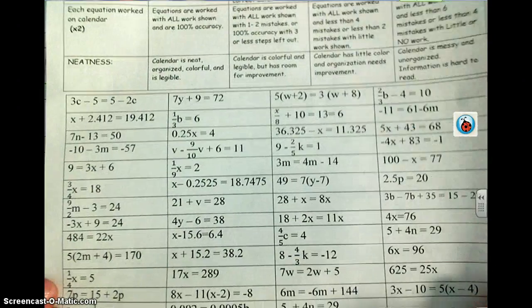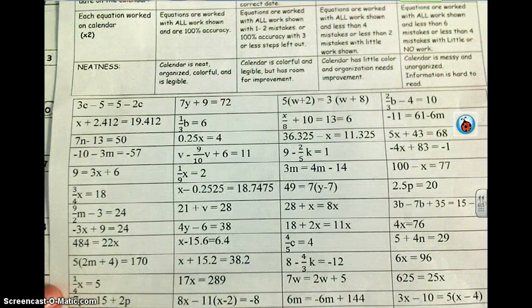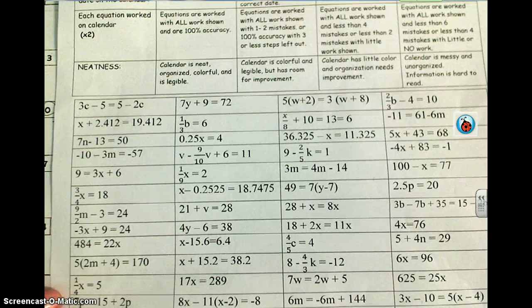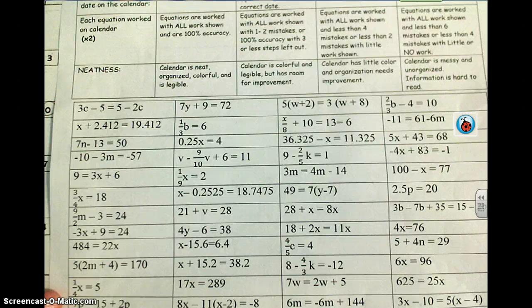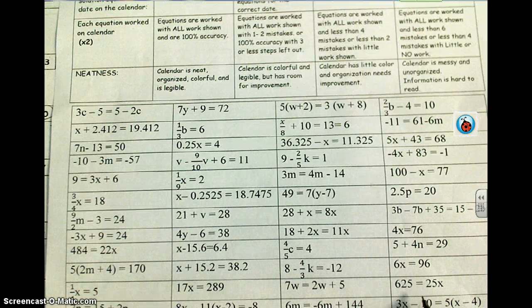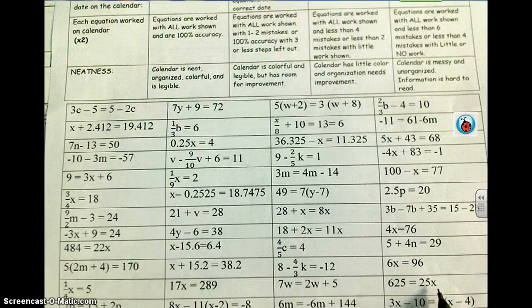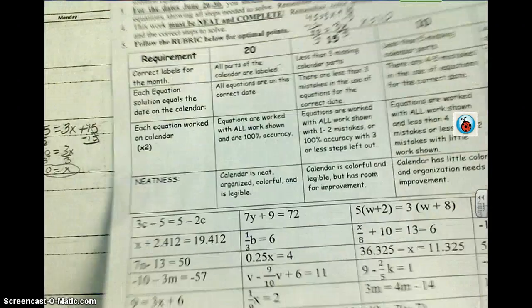Some of these equations are easier than others. Like I said, you will not use all of them, but you will use a lot of them. Some of them are easy and you might be able to look at them and know what to do. For example, 625 equals 25x. That's just a one-step equation. Divide both sides by 25, and what do you get? Whatever x equals is the date that equation would go to.